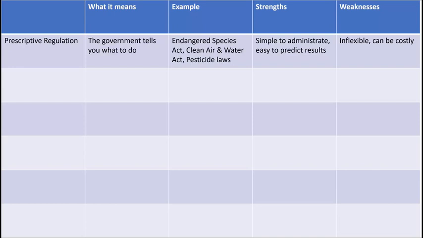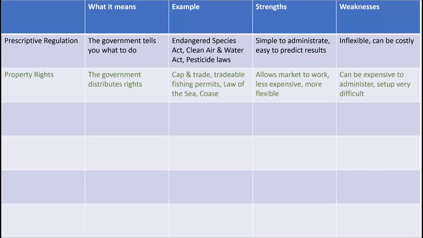This is when the government tells you what to do, and a lot of our most important environmental laws like the Endangered Species Act, the Clean Air Act, the Clean Water Act, laws regulating pesticides, are prescriptive regulations or command and control regulations. These are fairly simple to administer, and they in some ways produce relatively predictable results. They have some disadvantages though. They can be inflexible and they can be costly, and I've discussed those disadvantages in other lectures.